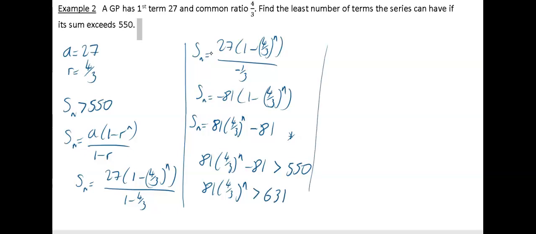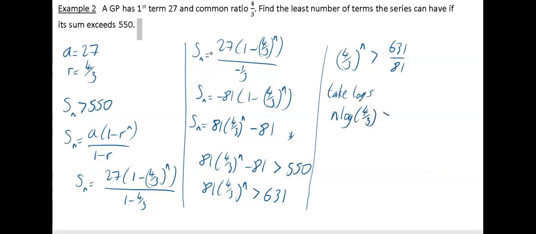And we'll just come over here, divide across. You've got (4/3)^n is going to be greater than 631/81. And then what we have to do here is take logs. So on my left, take logs. The left-hand side is going to be n log(4/3) is greater than log(631/81).